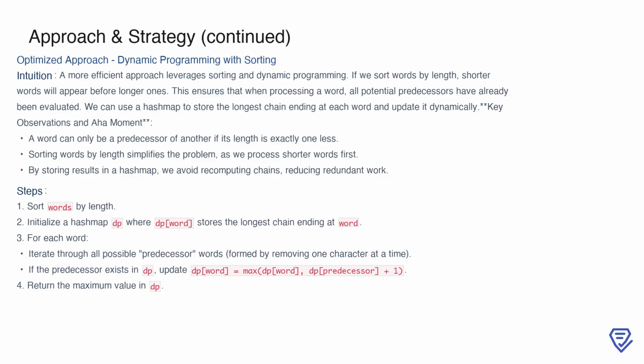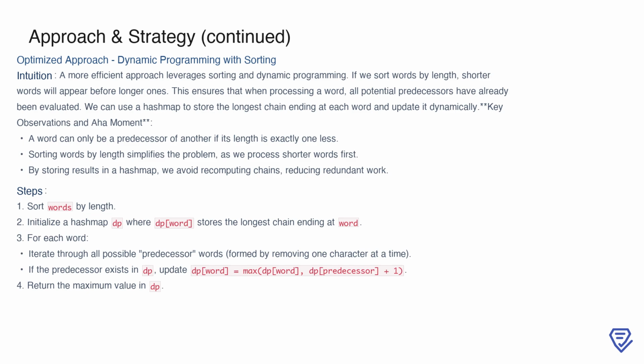First, we sort the words by their lengths. Then, we initialize a hash map where each entry tracks the longest chain ending at the corresponding word. For each word, we generate all possible predecessors by removing one character at a time. If a predecessor exists in the hash map, we update the current word's chain length as the maximum of its current value and the predecessor's chain length plus 1. Finally, the longest chain can be found by taking the maximum value across all entries in the hash map.